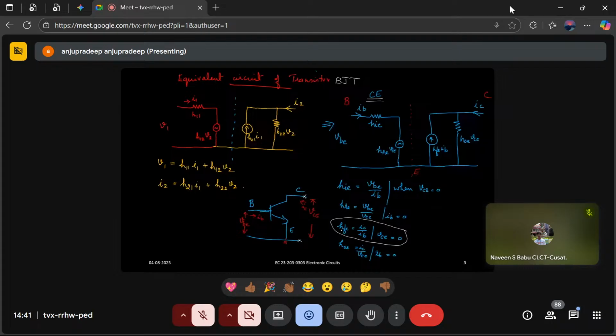So how can you draw a common base configuration? The equivalent circuit is the same. You have input resistance, then reverse voltage, forward current, and output admittance. The only difference is you have to add the subscript B. So it is, instead of HIE, it is HIB, HRB. And what is the voltage here? So common.